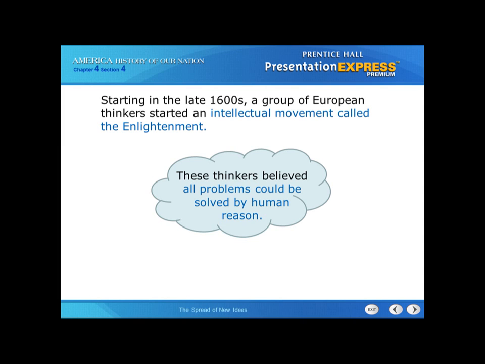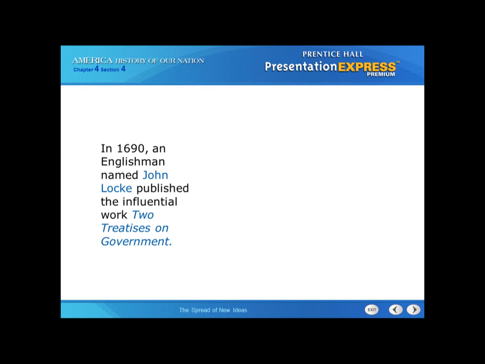It was a very complex system. It involved law, politics, government, religion, art. The Enlightenment reached its height in the mid-1700s in France. This was a European movement.